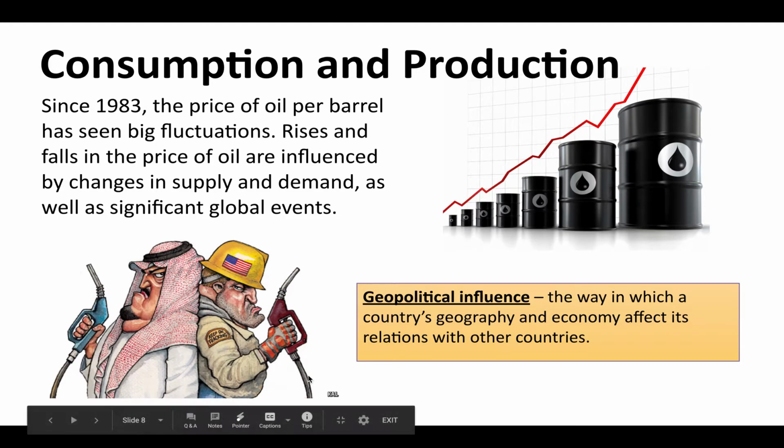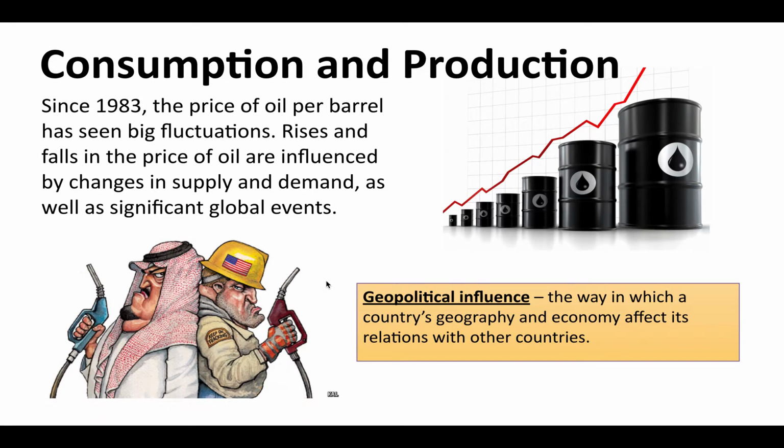What I have here is a little cartoon. I personally think it's fantastic. We've got our Saudi or Middle Eastern sheikh with his oil extraction on the left, and we've got the US oil companies on the right. And this kind of is to illustrate the competition between these two groups. These are the two largest producers of oil in the world, and they do compete. But the more oil they put out into the world and sell, the lower the price goes.